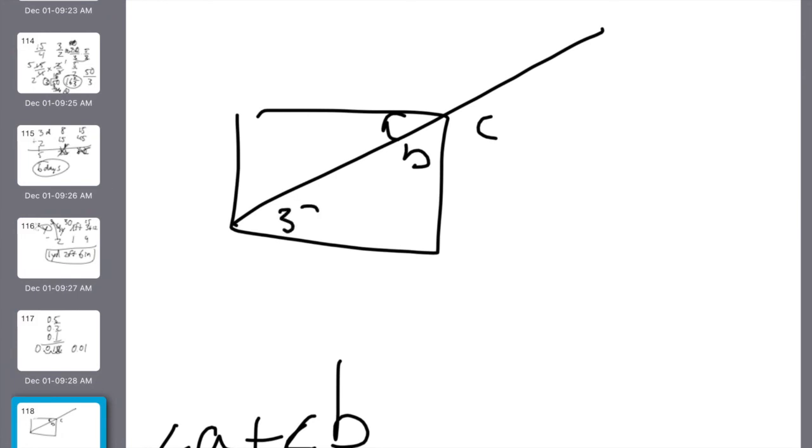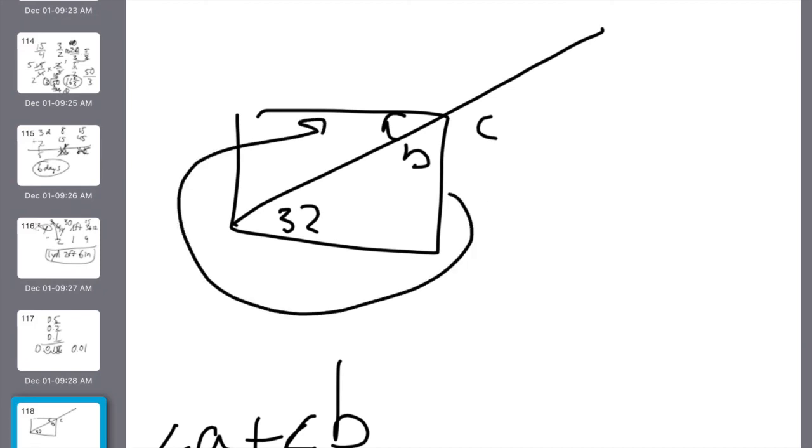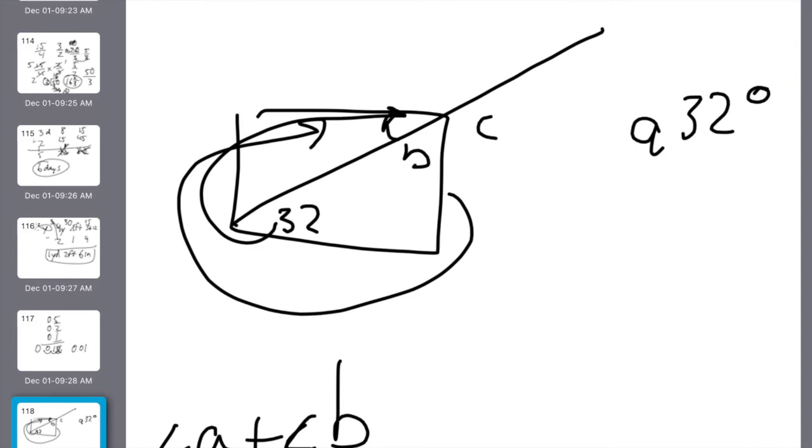Okay, they gave me 32, guys. They're teaching you this concept. This triangle, if I wrap it this way, lines up on this triangle. So this 32 wraps into here. So A is 32 degrees. You're eventually going to learn that's called alternate interior angles, but we're not there yet.